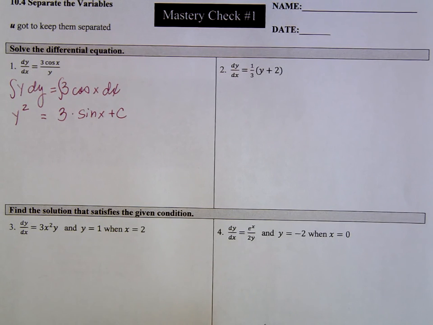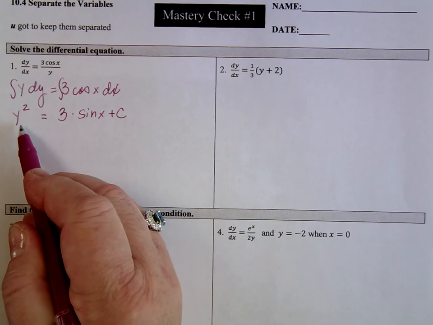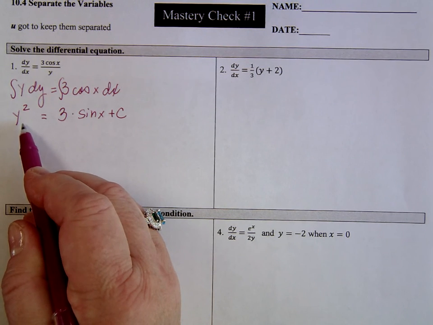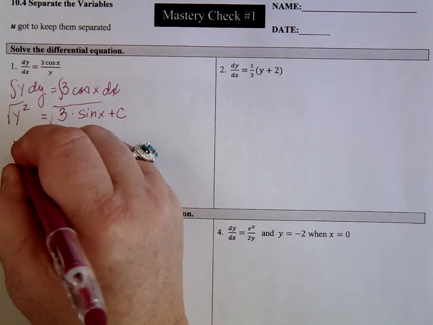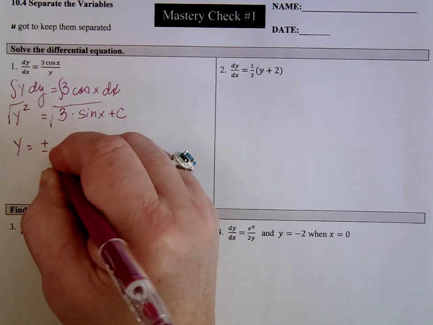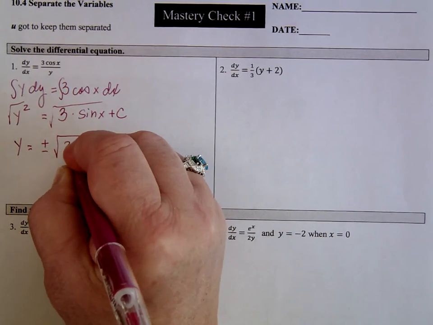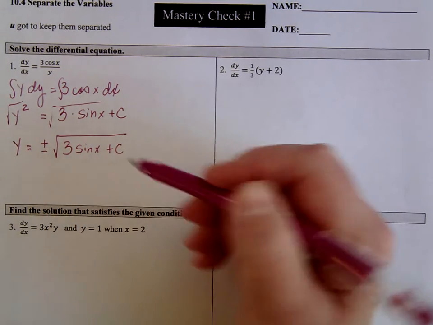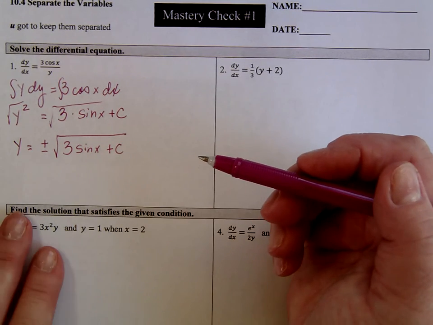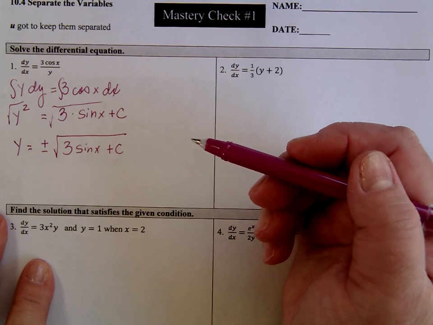Well, equations are normally solved for y, and that's what you're going to do with this too. If I solve this for y, that means I need to take the square root. So if I square root this side and I square root this side, I end up with y equals plus or minus the square root of 3 sine of x plus c. And the plus c is still inside of your square root there, since you square rooted both sides.